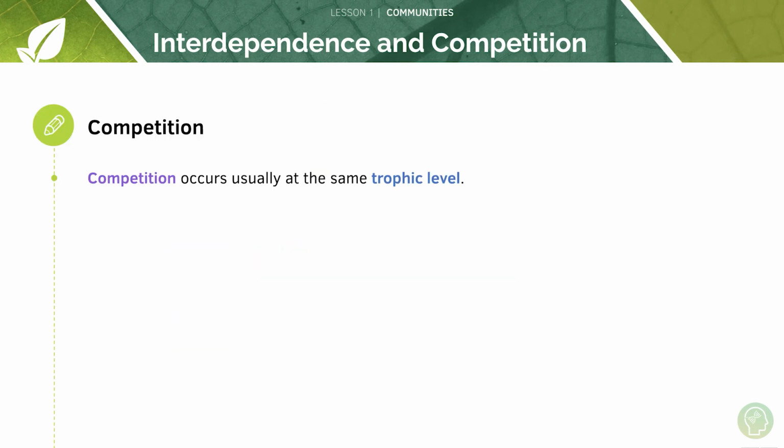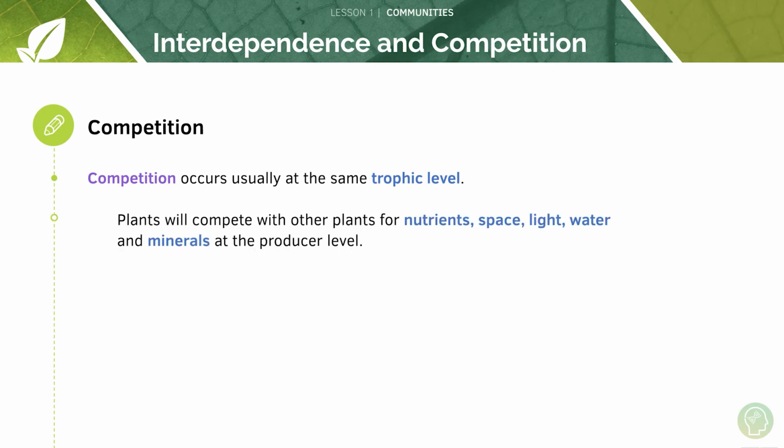So competition occurs usually at the same trophic level because organisms at the same trophic level are usually competing for the same kind of things. So for example, plants are producers, right? So they're on the first trophic level, right at the bottom of the food chain, or right at the start of the food chain. And plants compete with other plants for nutrients, space, light, water and minerals at the producer level, whereas a primary consumer perhaps wouldn't be competing for exactly the same requirements that a plant would need, right? So like a bat, as we saw in the previous slide, wouldn't be competing for the same resources that the apple needs.